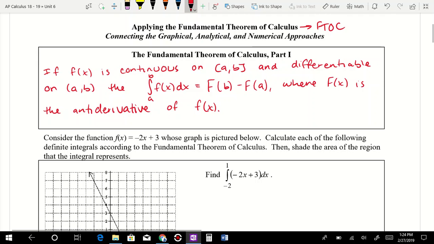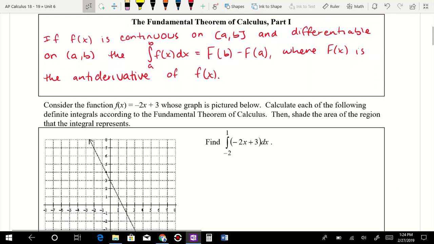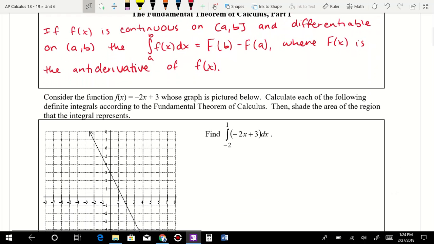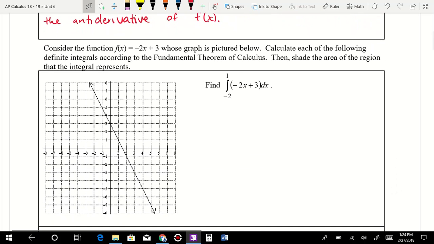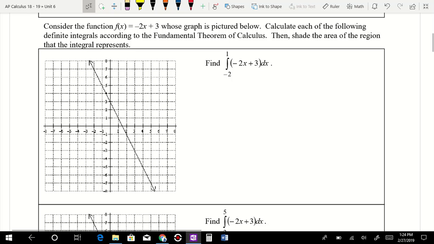It's a mouthful. However, we are going to do a couple examples to explain what it is actually stating. So we're going to consider the function f of x equaling negative 2x plus 3, whose graph is pictured below. We're going to use the same equation and same graph for the next 5 examples. We want to calculate each of the following definite integrals according to the fundamental theorem of calculus. Then we want to shade the area of the region that the integral represents. So we're first going to figure out what the answer to this definite integral is using FTOC.